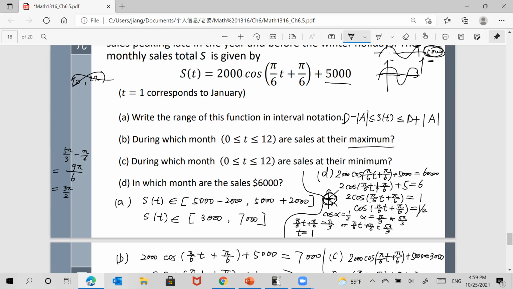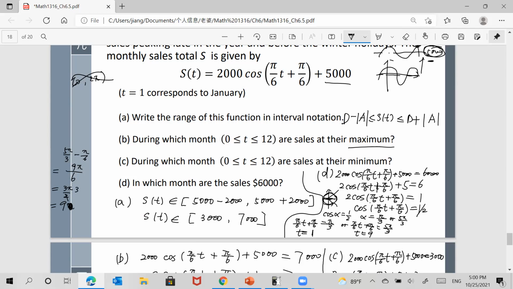Multiply by 6. 6, that's 3. That's 9 pi divided by pi is 9. So the t could be 9. T also could be 9.